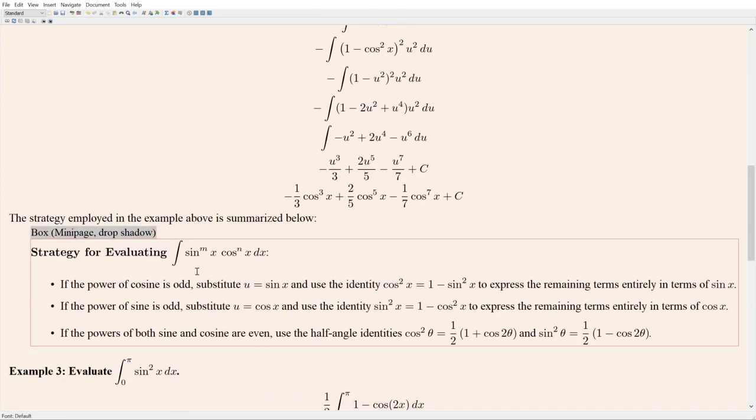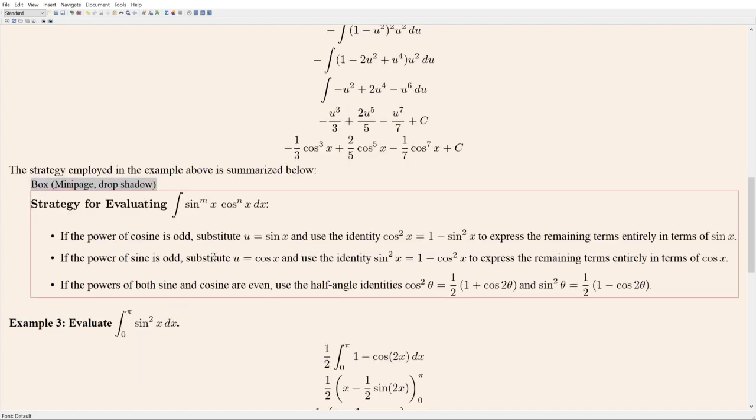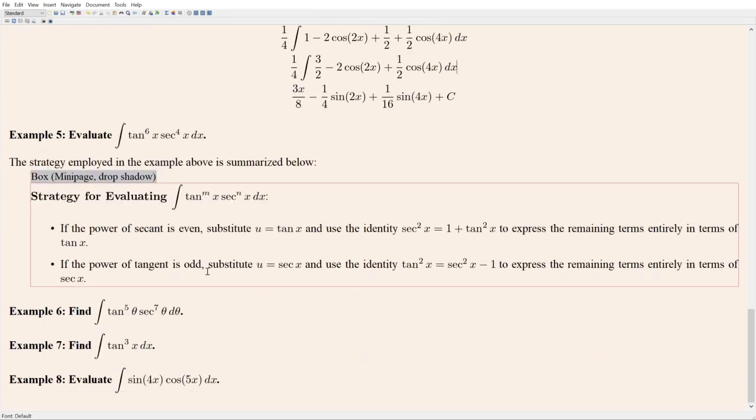So we have seen that we have a strategy for evaluating power of sine, power of cosine. Well, by the same token, we can obtain a strategy for power of tangent, power of secant. And it works in almost exactly the same way. You substitute u equals tangent or u equals secant, and then you use one of the Pythagorean identities to rewrite the rest of the integrand. So if the power of secant is even, substitute u equals tangent. If the power of tangent is odd, substitute u equals secant.